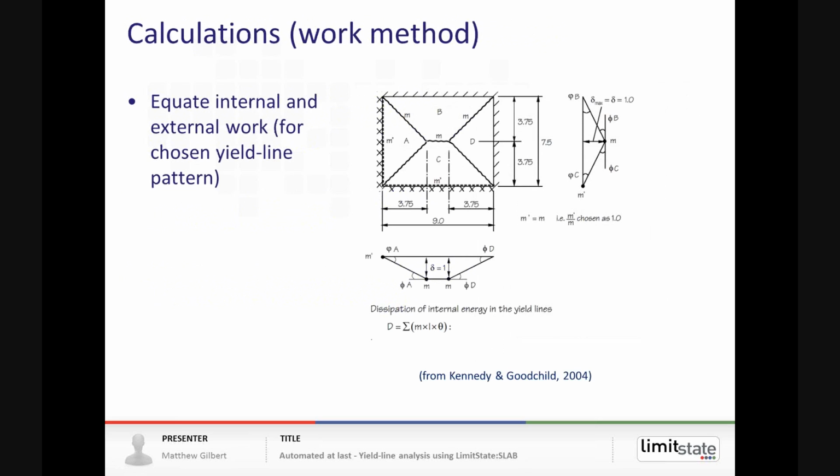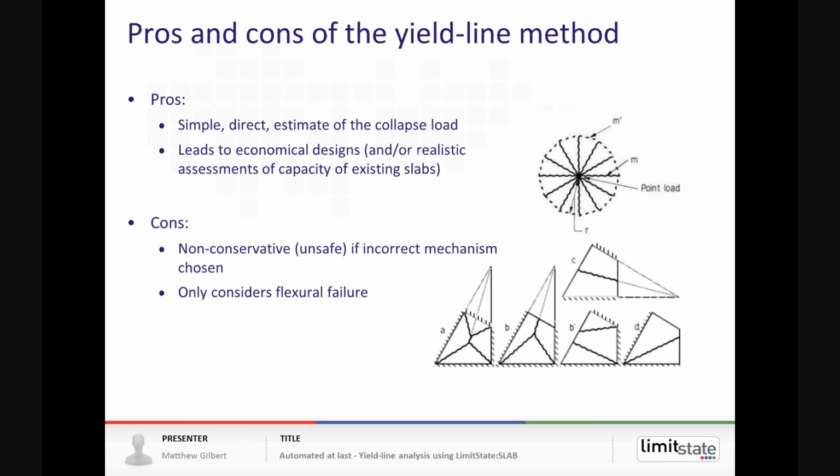The calculations involved in the Yieldline method are quite simple. Typically we'll use a work method where we're equating internal work done at yield lines in the slab to the external work done by the applied load. And often, if the mechanism is simple at least, the calculations can be done very quickly and easily.